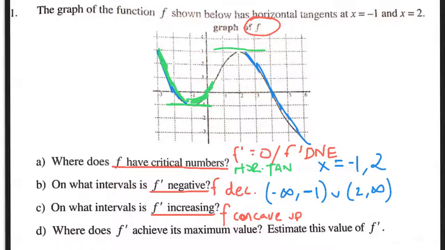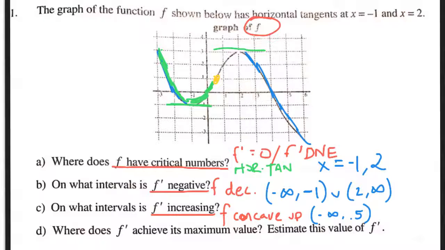Then it switches probably somewhere about there, in between the relative min and the relative max, and that's going to be our inflection point. Let's say that inflection point is at x equals 0.5. So our answer would be f is concave up from negative infinity to 0.5. Therefore that's the interval where f prime is increasing.